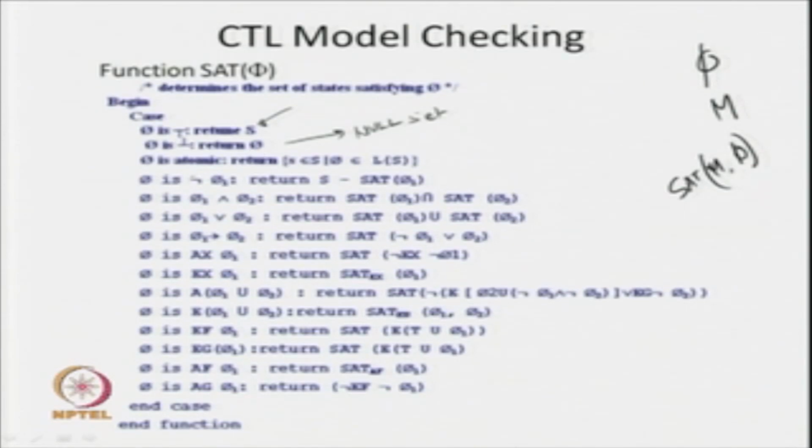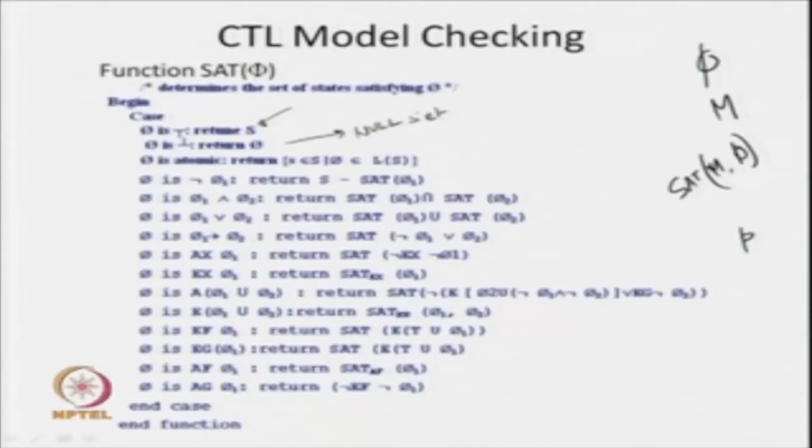Now, if phi is atomic, so now we are giving phi equal to some atomic variable p, then what will happen? Then it will return those states where p is a member of the labeling function of that state, because we know that all states will be labeled by atomic propositions. Okay. So, with the help of the labeling function, we are labeling the states. If my given formula phi is an atomic proposition, it is going to return all such states which are a member of the labeling function for that particular state S.